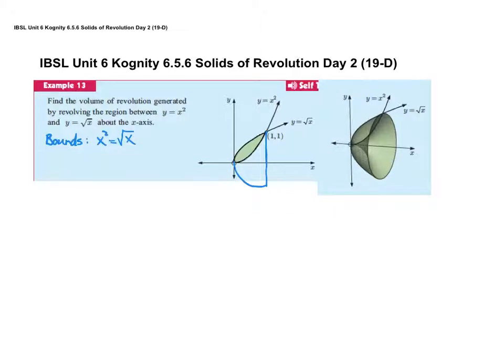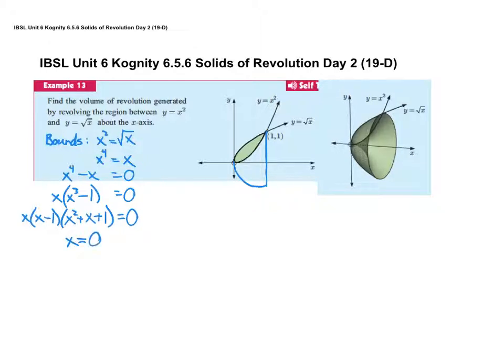If you figured this out algebraically, you would square both sides and then get everything on one side equal to 0, and then you could factor. You have x times (x cubed minus 1), and if you continue to factor this with the difference of cubes, you get (x minus 1) times (x squared plus x plus 1). That does not have any real roots, but the x minus 1 and the x do. So x equals 0 and 1 are the two boundaries.